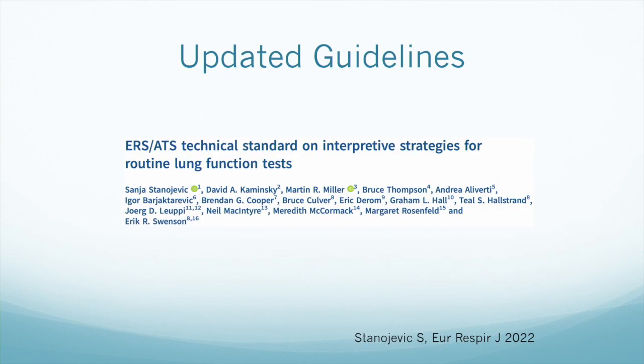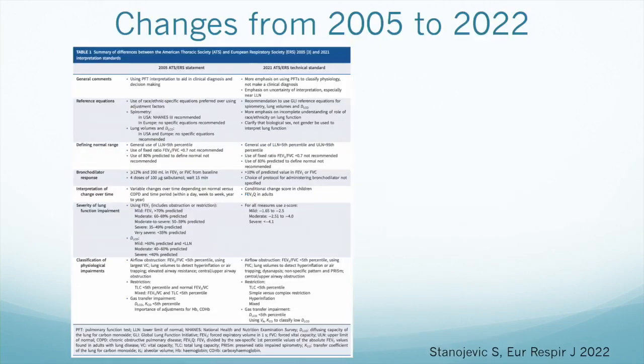So again, this is a title page for the updated guidelines. We'll focus mostly on spirometry, but we'll also talk about lung volumes and diffusion capacity. This table, busy slide here, provides a summary of the changes from 2005 to 2022. Good slide to just reference at some points if you ever have questions about interpreting your pulmonary function testing results.